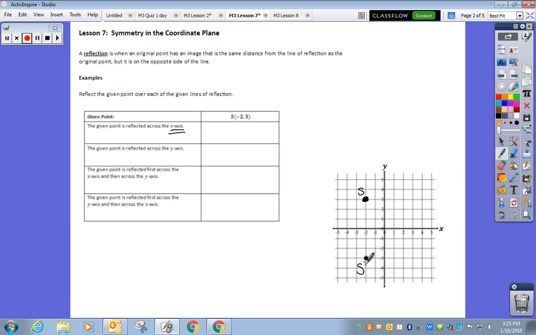To show a reflected point, you put this little prime mark next to it. It just basically is saying this is the reflection. So the reflected point, if we start at our origin and go over until we're directly above the point, the x-coordinate is -2. The y-coordinate is -3.